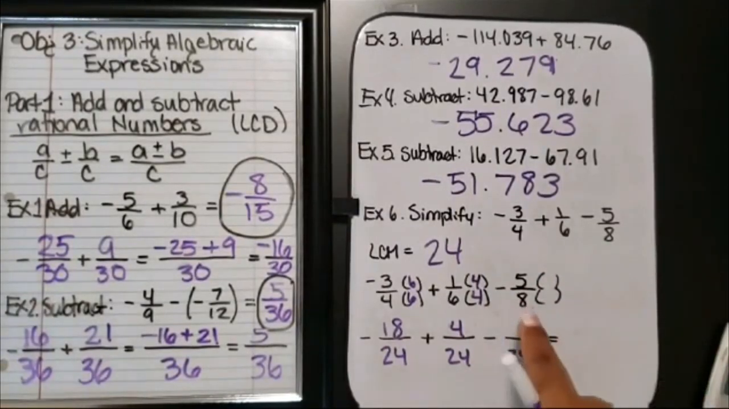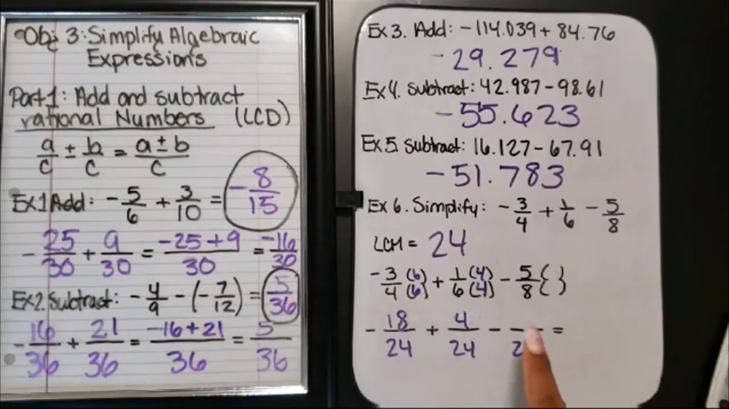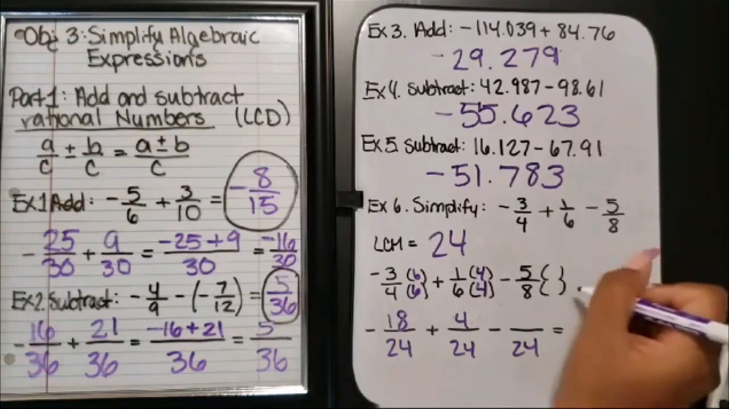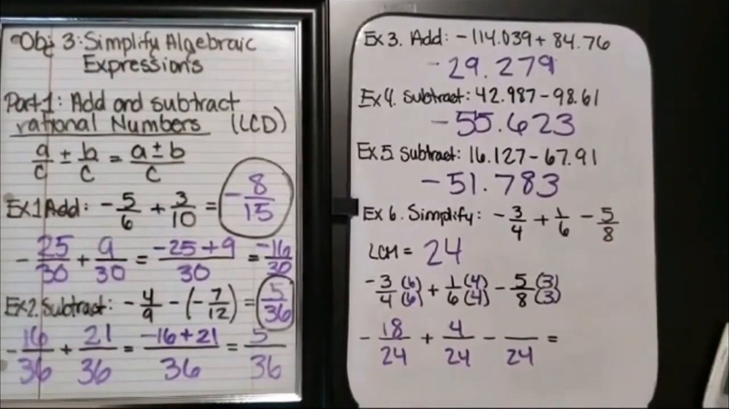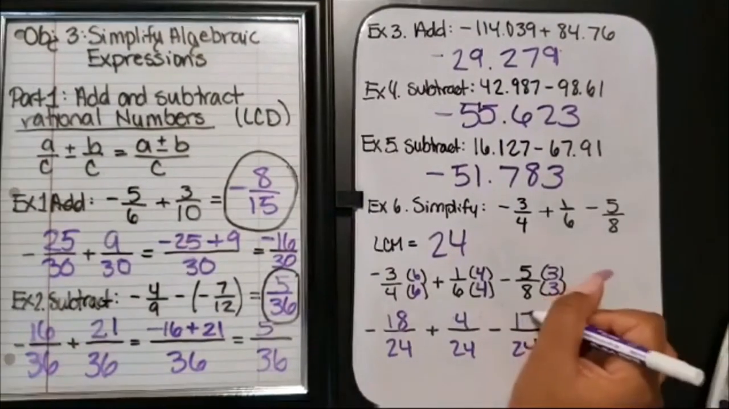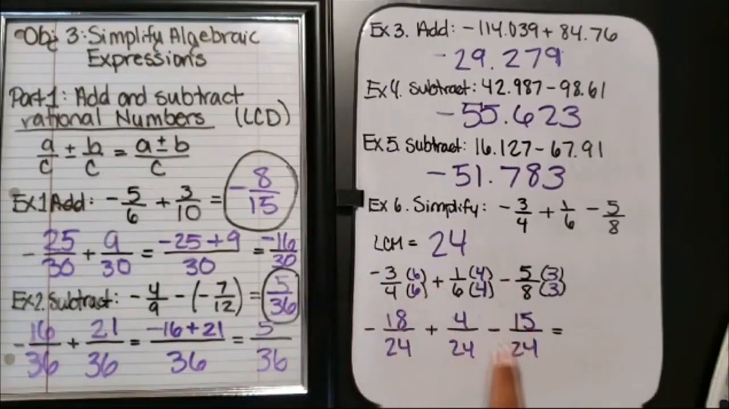All right. Now let's look at the third one. We have 5 over 8 and we want something over 24. So 8 times 3 will give us 24. And of course, we have to do 3 times the top as well. So our new fraction becomes 15 over 24. Pay attention that the signs at this point have not changed, okay? We just changed our numerator and our denominator because we need that common denominator, all right?